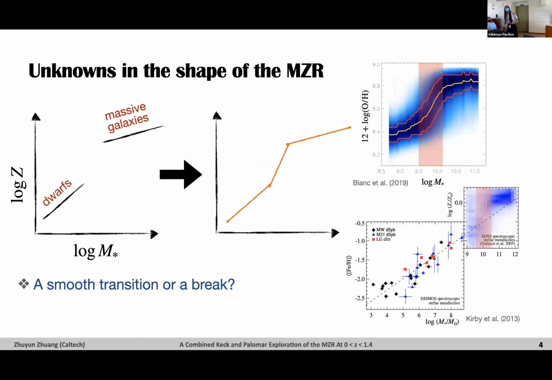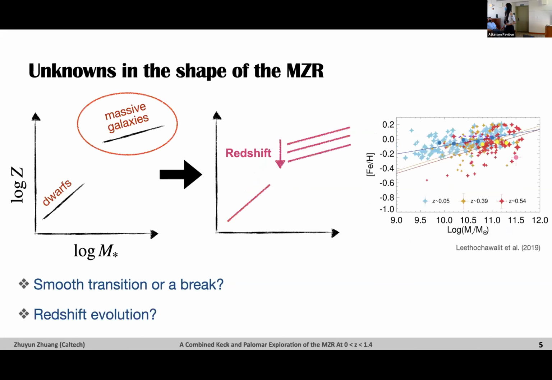However, Planck et al. have argued that actually the transition is very steep. You can see there's a break in the gas phase MZR at around 10 to the 9.5 solar masses. And we also see a similar break in the stellar phase MZR, although the error bars are just too large to know whether the break is real or not. And if we only focus on the massive galaxies, there might be a redshift evolution. Galaxies at higher redshift tend to be more metal poor at a given stellar mass.